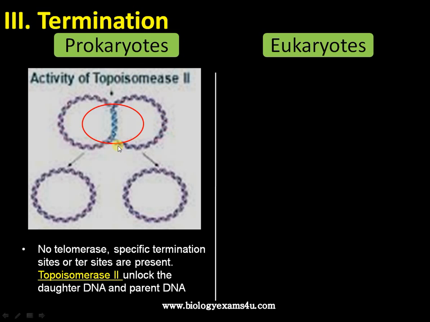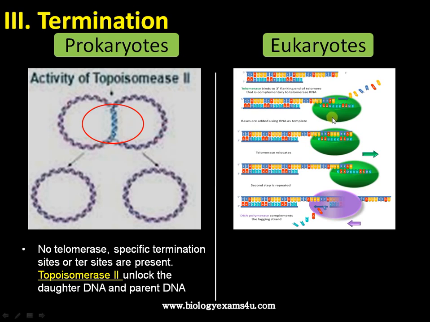In the case of prokaryotes, two circular DNA molecules will be present, a parental strand and a daughter strand, and they will be interlocked, and this is unlocked by an enzyme called topoisomerase II, which is capable of causing double-stranded cuts in a DNA molecule. Then the termination is by a protein called Tus protein that binds to specific regions called termination regions, and this forms a hairpin-like structure, blocking the activity of DNA polymerase.